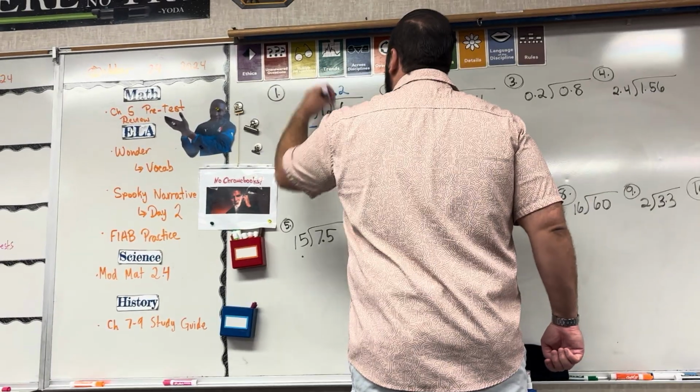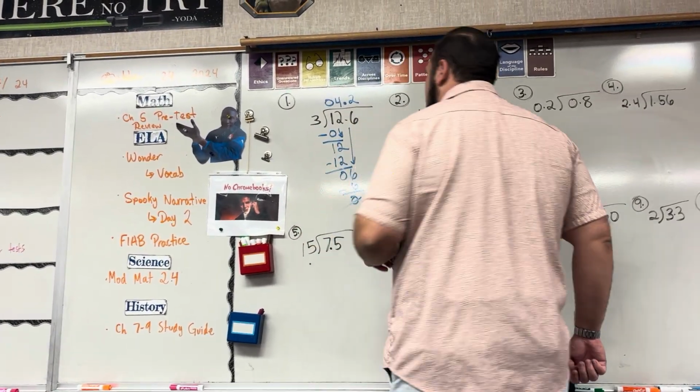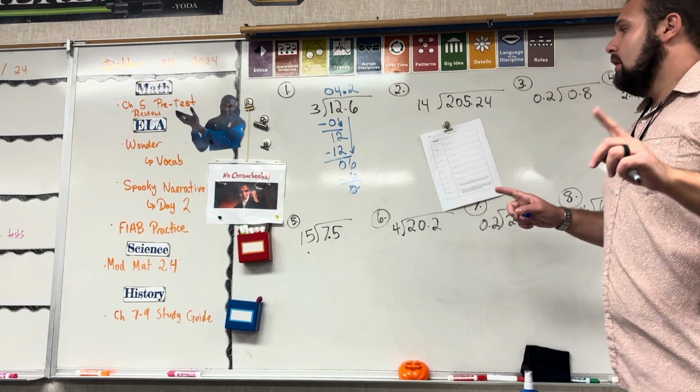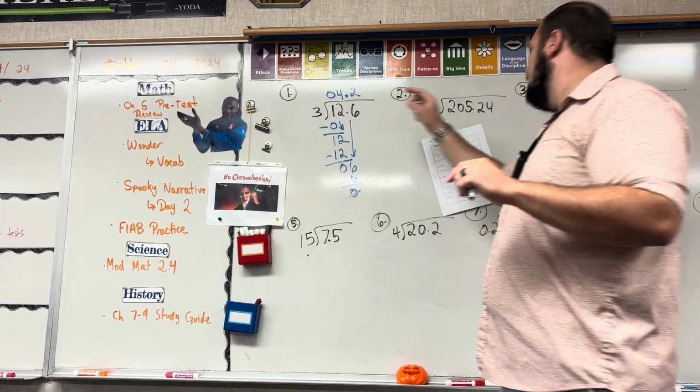2 times. 3 times 2 is 6. Is there any remainder, or sorry, anything left over? No. Right, so we're good. 4.2 is your final answer.